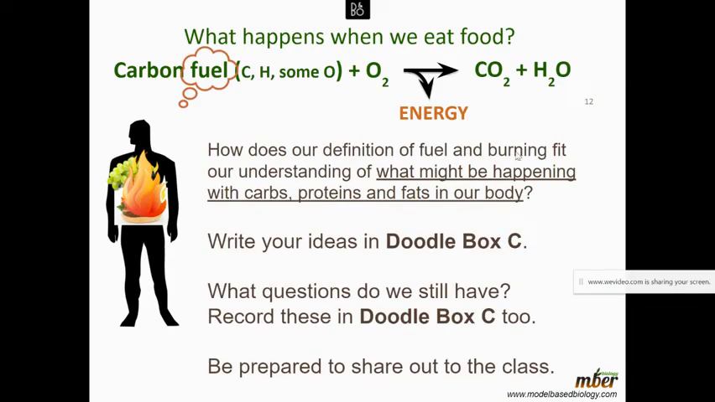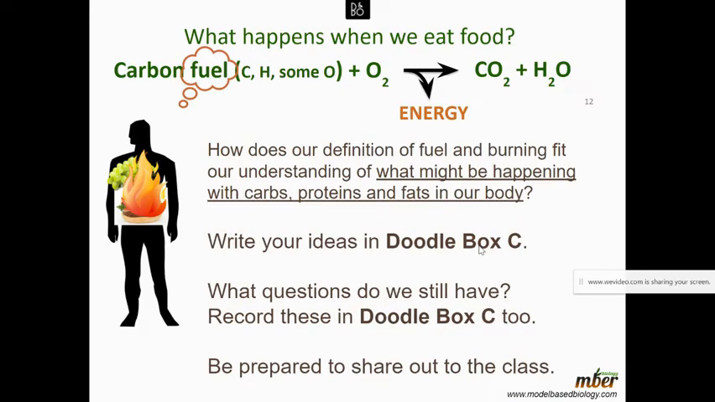So how does our definition of fuel, the carbons, hydrogens, and some oxygens, and burning, which is a reaction that gives off carbon dioxide and water, fit into our understanding of what might be happening with the carbs, proteins, and fats in our body that we need to consume from our food? So right now, I just want you to brainstorm. Think about any ideas you have in box C on what happens when we eat food.